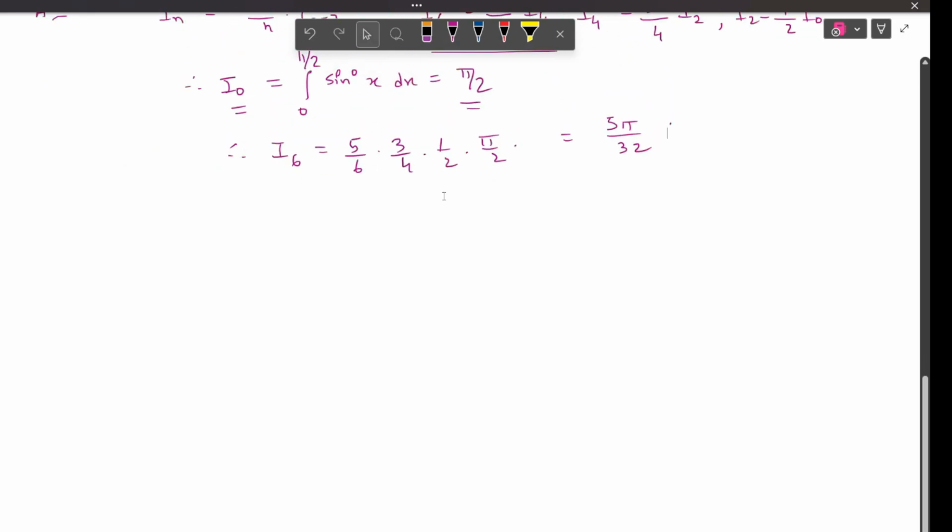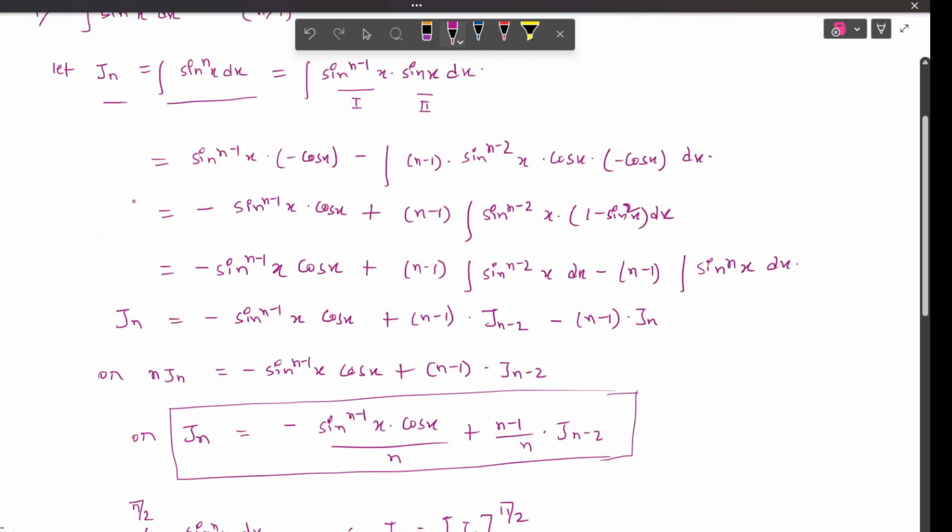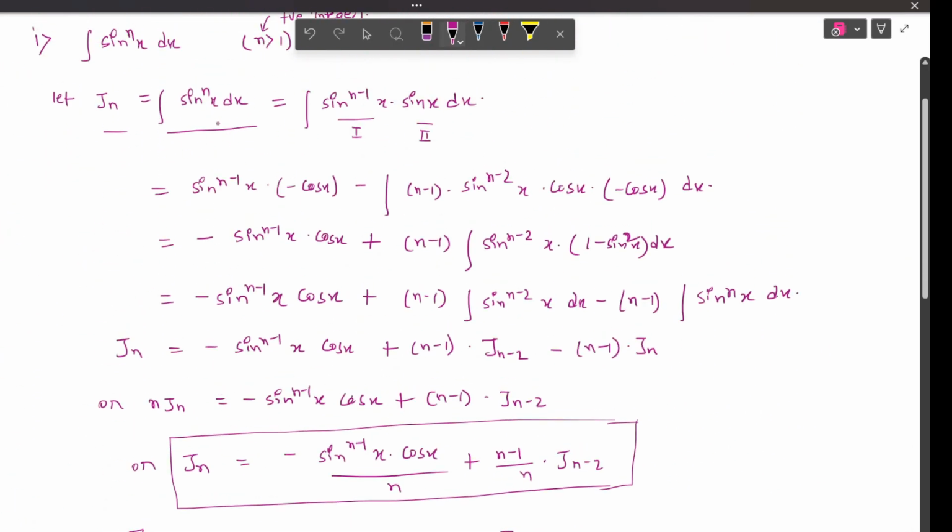Now let us see. Sometimes they directly give this question: derive the formula for sine to the power nx dx. So in that case you have to remember the by parts, how to solve this.